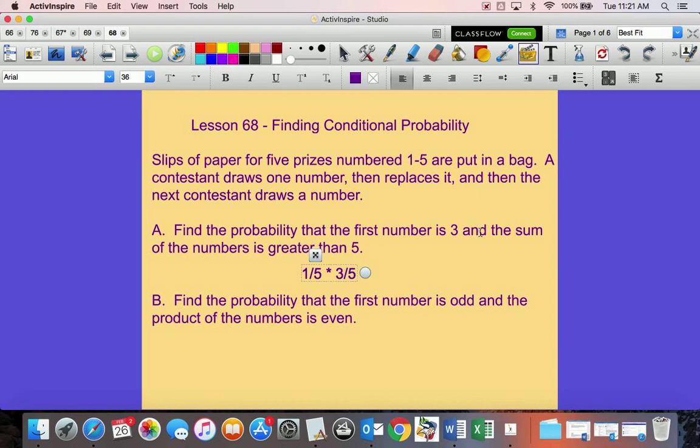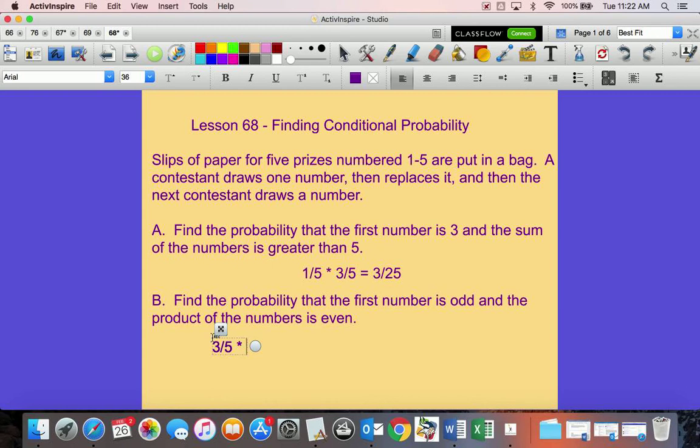So we would have a 3 in 5 chance of pulling a number so that the sum of those is greater than 5. Then we multiply those together. 3 divided by 25 would be our answer for that. For the next one, find the probability that the first number is odd and the product of the numbers is even. So 1 through 5, we would have 3 odds out of 5 total. And once again, and means multiply.